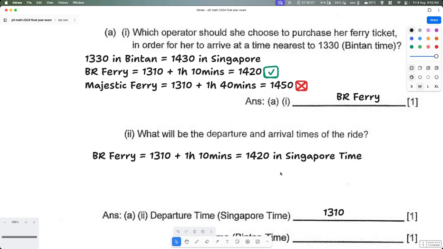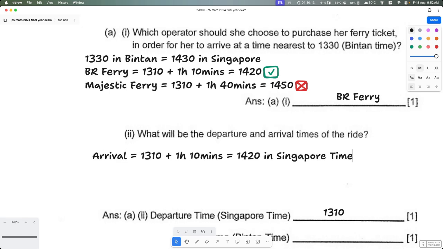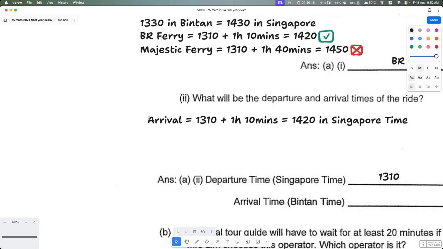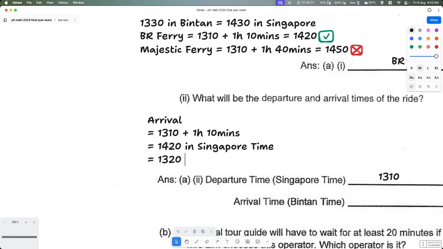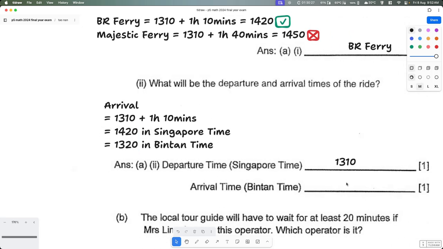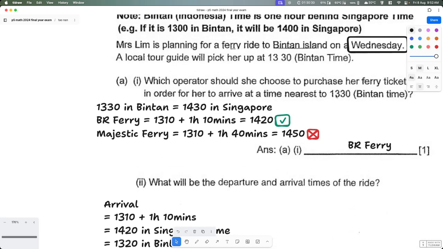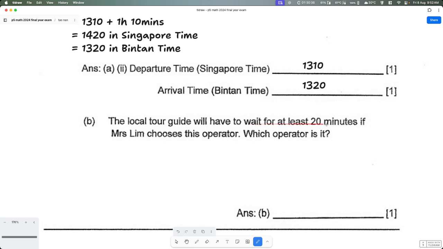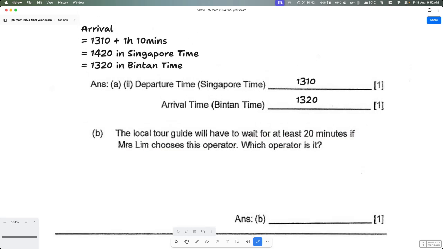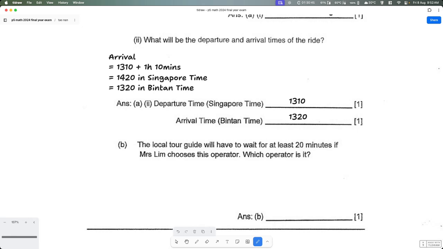Okay, let's say arrival. Arrival in Singapore time is 1320 in Bintan time. So this one is okay. We want to arrive very close to 1:30, so before 1:30. The local tour guide will have to wait for at least 20 minutes if Mrs. Lim chooses this operator. So which operator is it?